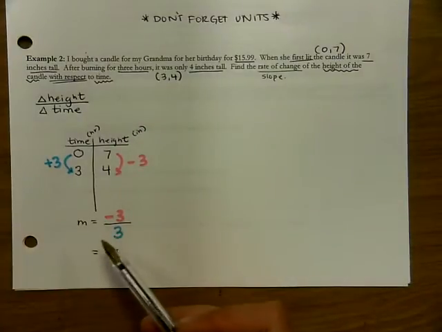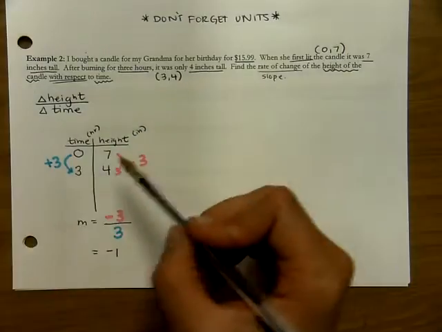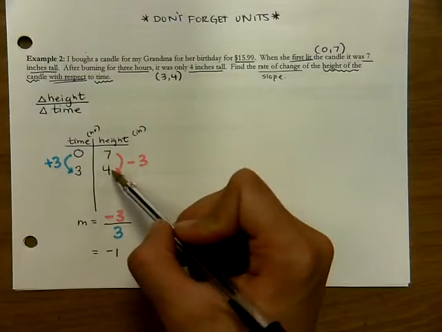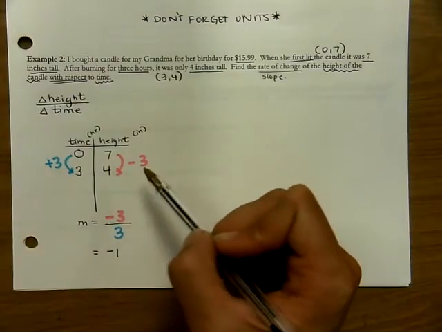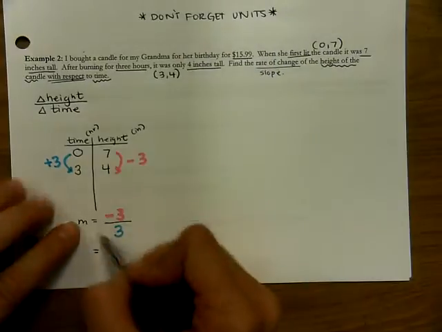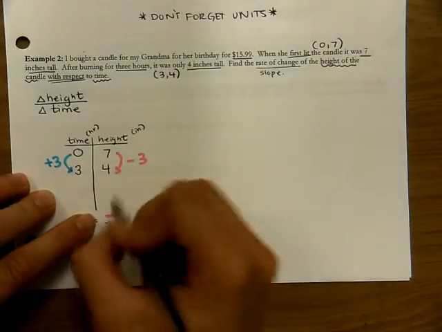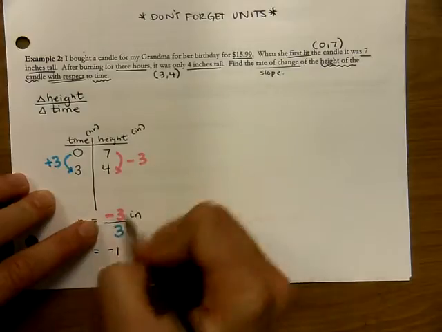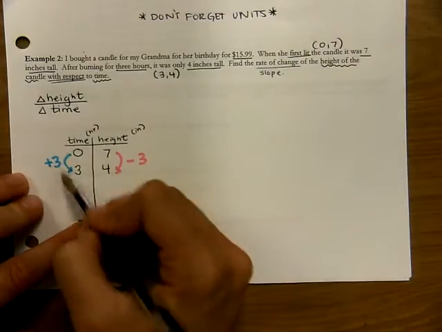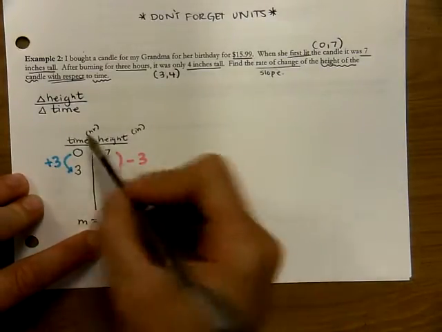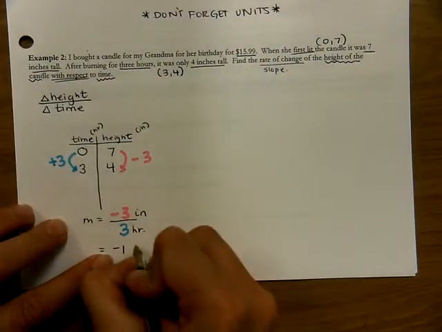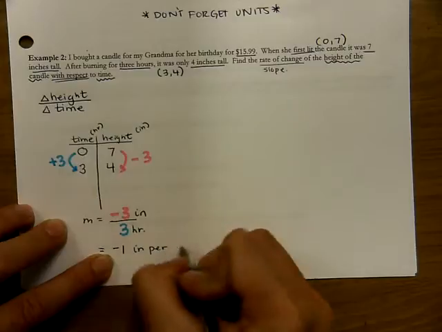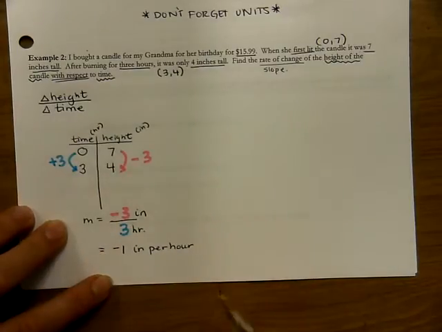Why is this negative? What the heck does that mean? Well, when we look at it, it goes from 7 inches tall to 4 inches tall. So the height went down or decreased by 3 inches. So let's look at the units here. Height is measured in inches, so we'll have -3 inches per 3 hours. Units on time are hours. So if we simplify this here, it would be -1 inch per hour.